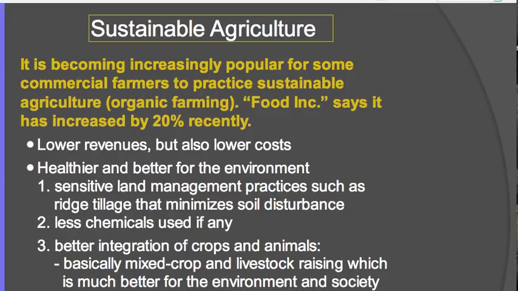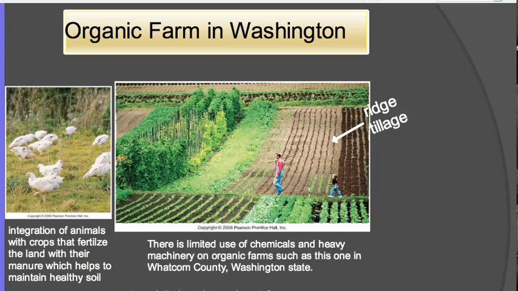You can see these rows here. These are ridge tillage, maybe something that you would typically see. This is all ridge tillage, and you don't plow it a lot. You try to not disturb the soil too much because it maintains the healthiness of the soil. Integrating the crops and the animals, the animals will fertilize the land, and that helps to maintain the healthy soil too.